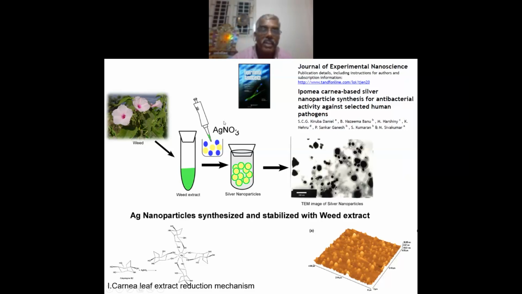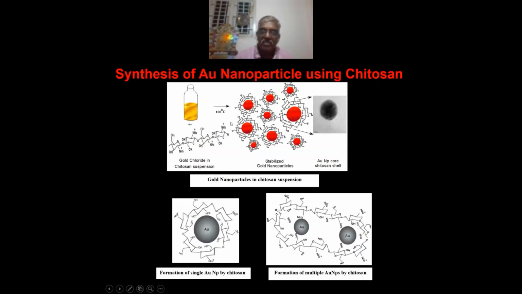When I prepared the Ag nanoparticle, and I worked with chitosan, the Au nanoparticle, I prepared it using the chitosan. So with this, I will finish the first part of my talk.